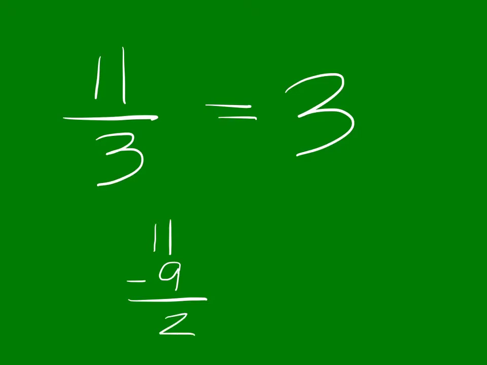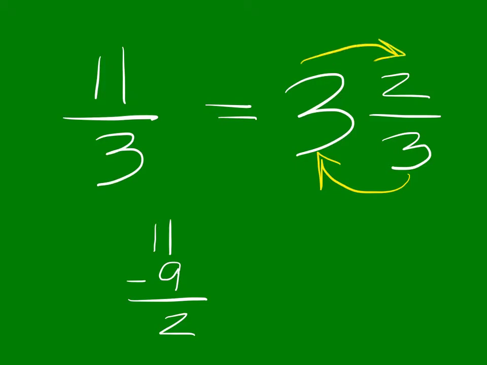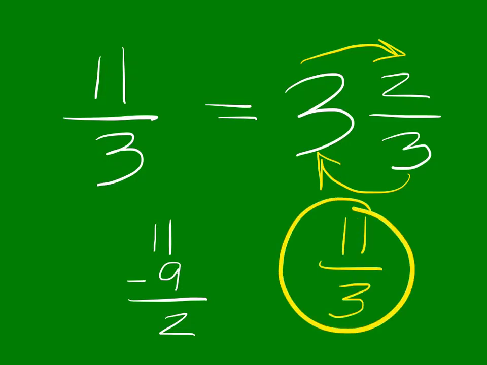You put it above. What goes on the bottom? 3. So 3 and 2/3. You can work backwards to check your work. What's 3 times 3? 9. What's 9 plus 2? 11. So it matches up with this.